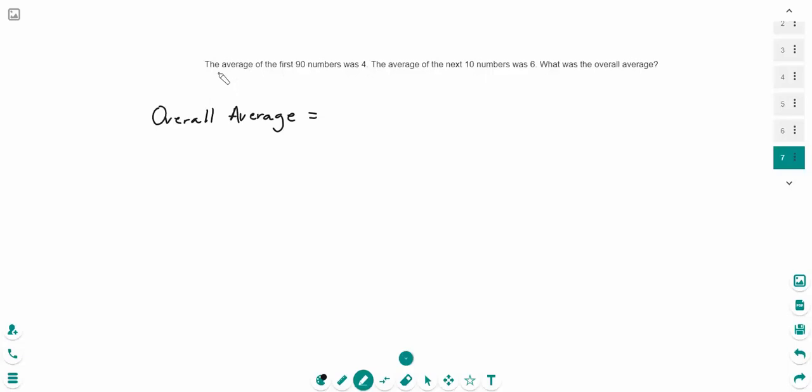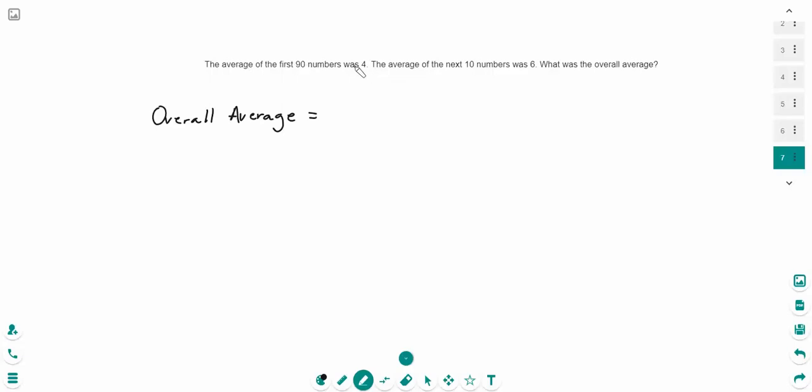So if we look at the first sentence here, the average of the first 90 numbers was 4. So I would have to say number 1 plus number 2 plus number 3 plus number 4 all the way up to number 90. Number 1 added to each number consecutively all the way up to 90. Okay? Now, instead of doing that, I'm going to say, well, the average was 4, so I can replace every one of those numbers with a 4.